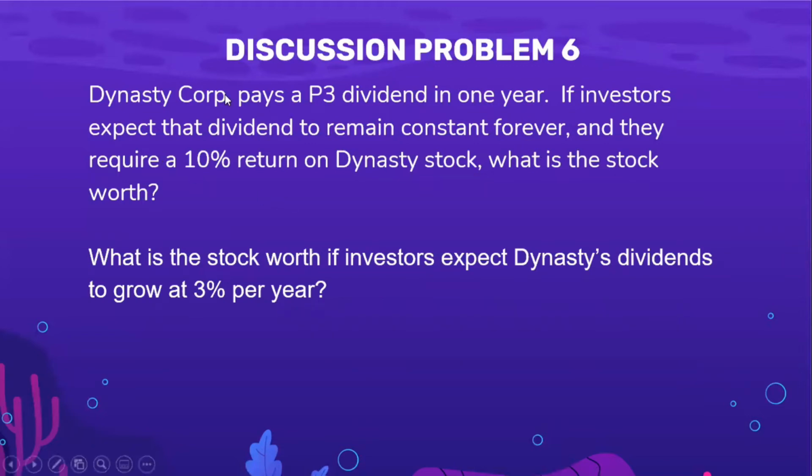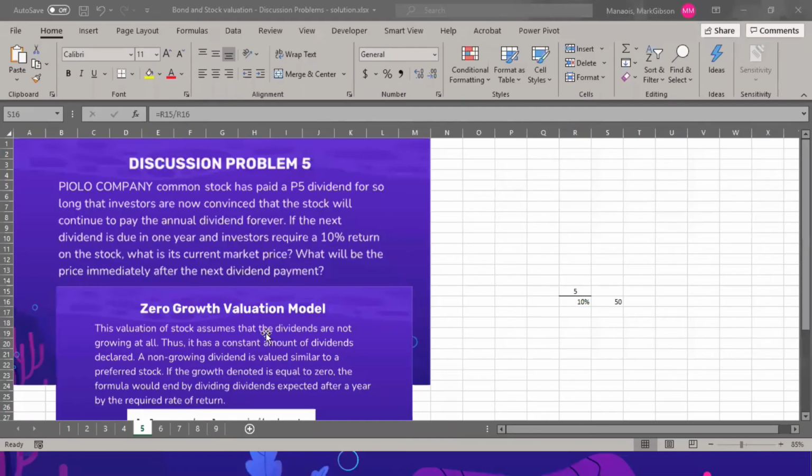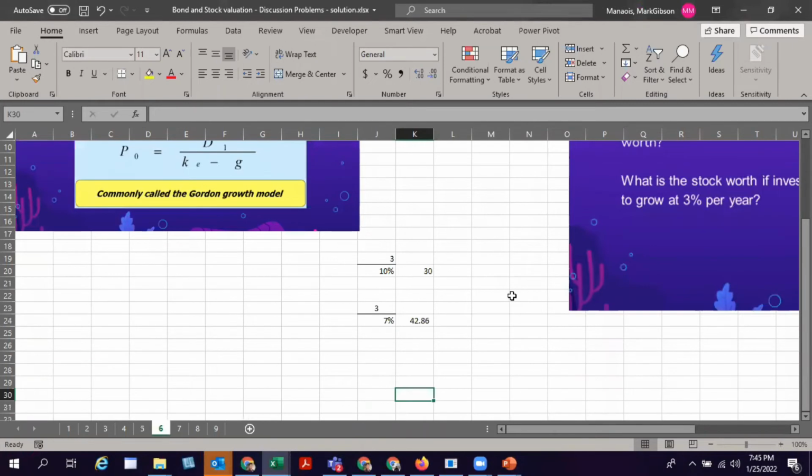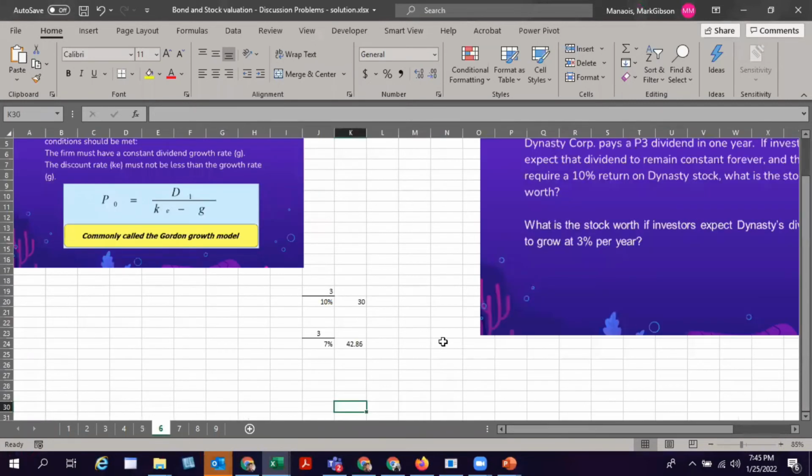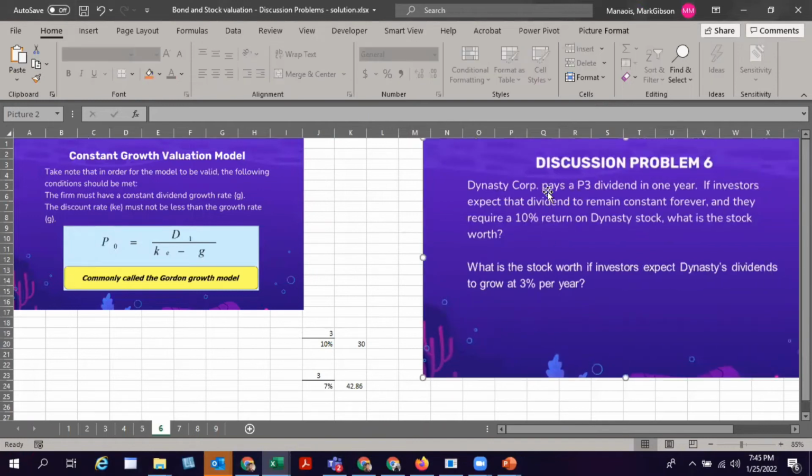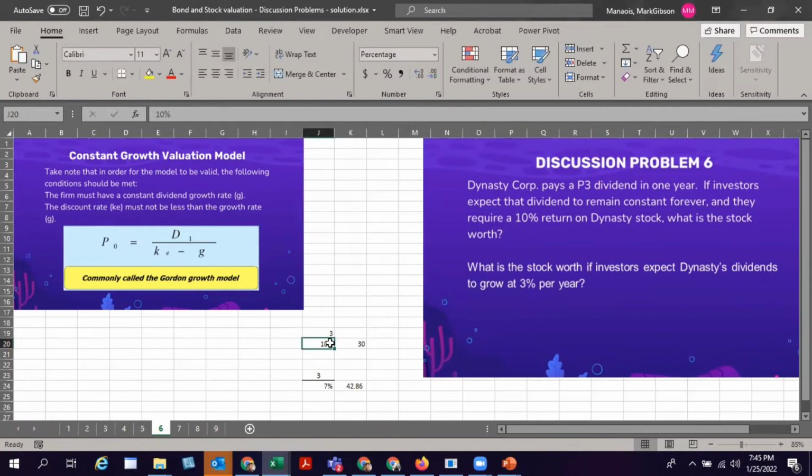So again, let's check first if we can apply the Gordon growth model. First, it says the growth rate must be constant. So here, they expect that the growth rate would be constant. And number 2, the required rate of return must not be less than the dividend growth rate. So in problem number 6, what data do we already have available? We have D sub 1, the dividend in 1 year. So 3 over 10%, just to get the stock price first.